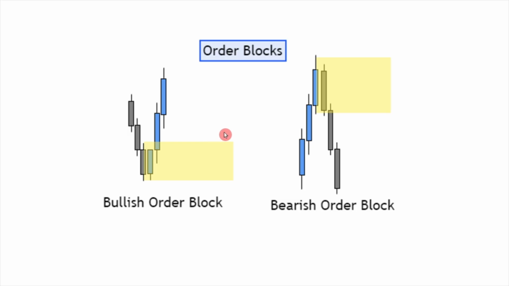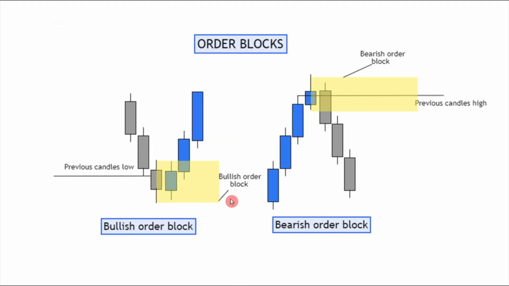Order blocks are important tools for identifying areas where strong buying or selling took place. They can offer high probability trade setups when used correctly. However, not every candle that looks like an order block is actually valid. To avoid false setups, it's important to know what truly defines a valid order block and what to ignore. To filter out weak setups, there are four key elements that you should follow. A valid order block must meet all of these requirements and conditions.